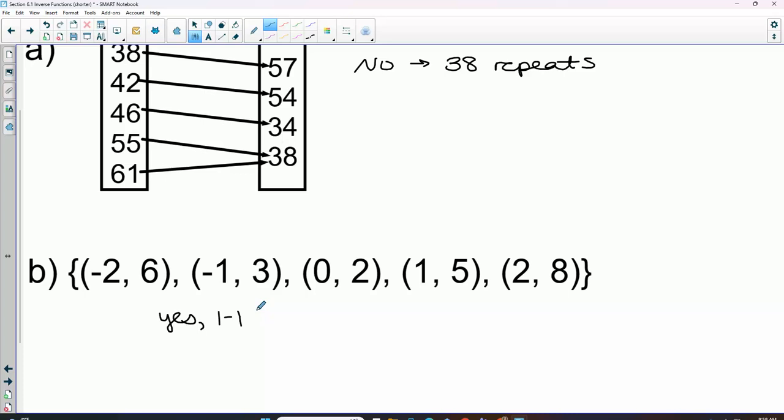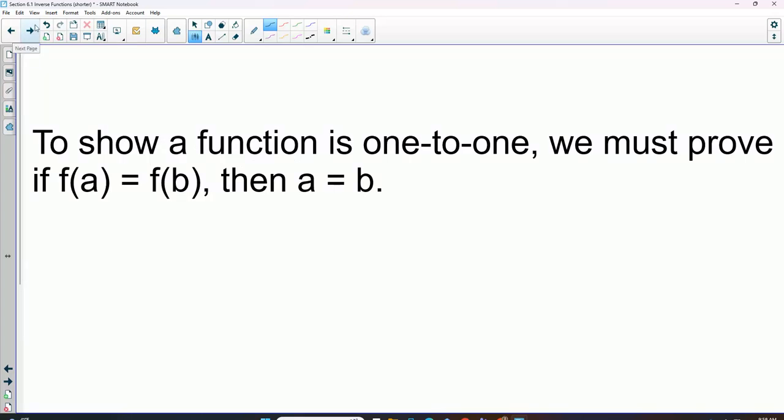All right. Let's look at it algebraically. So there are different ways to decide if something is one-to-one. If I'm just looking at a list of ordered pairs, it's not so hard. But if I'm looking at the equation itself, I have to have a different option.